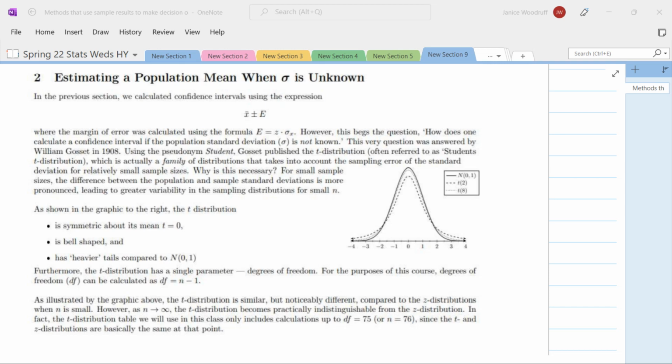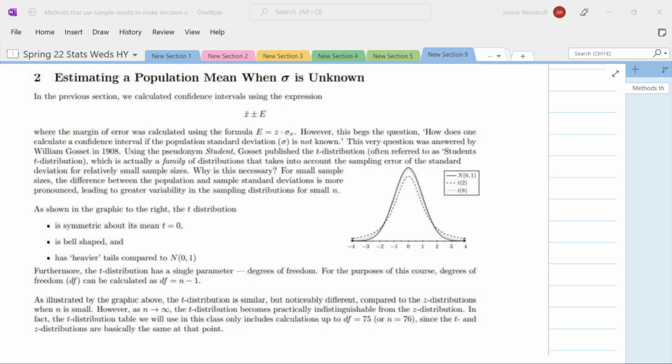Okay, so estimating a population mean when we don't know the population standard deviation, you're going to do pretty much the same thing we did in 8.1, except instead of using z, we're going to use a new distribution, t. Okay, so I'm going to show you guys that. So in the previous section, this is what we used, etc.